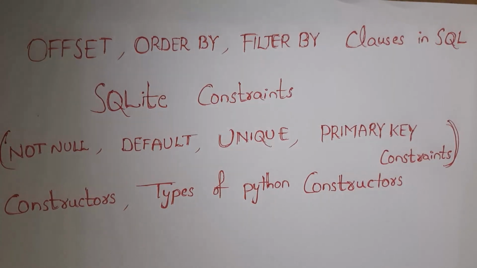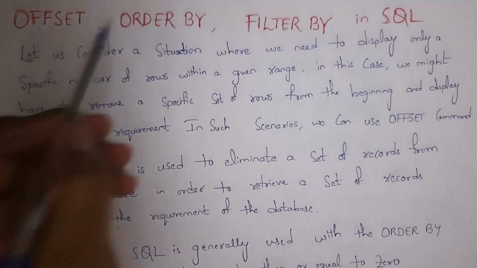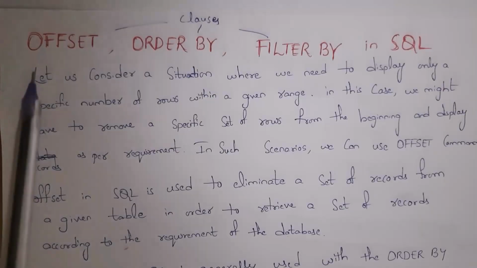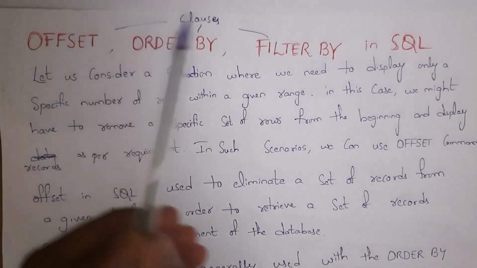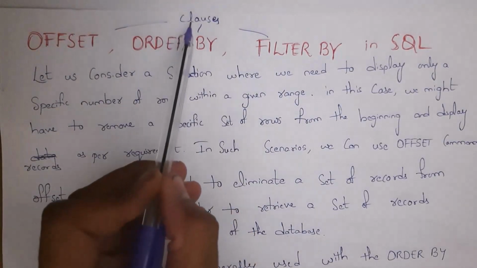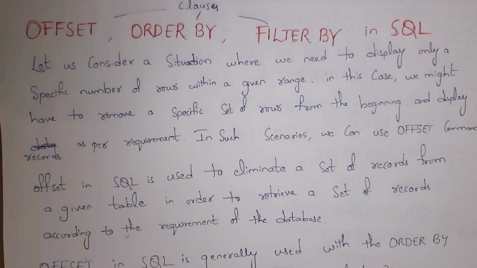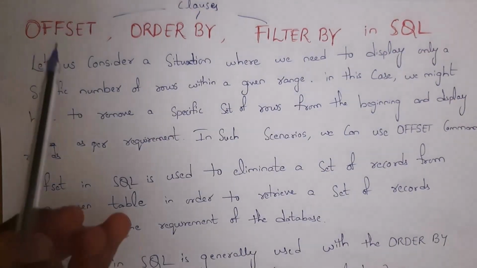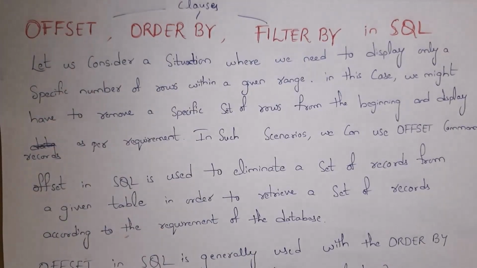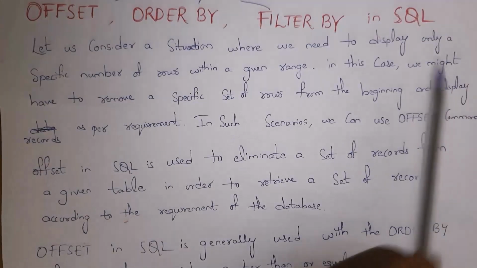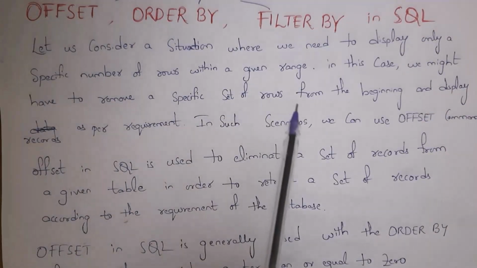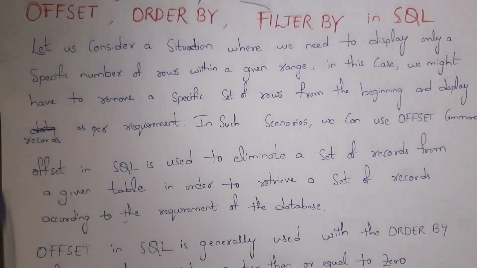Let's get started. At first I will explain offset, order by and filter by in SQL. Guys, we call these offset, order by and filter by clauses. Clauses are nothing but instructions. At first I will explain what is the use of the offset clause. Let us consider a situation where we need to display only a specific number of rows within a given range. In this case, we might have to remove a set of rows from the beginning and display records as per requirement.